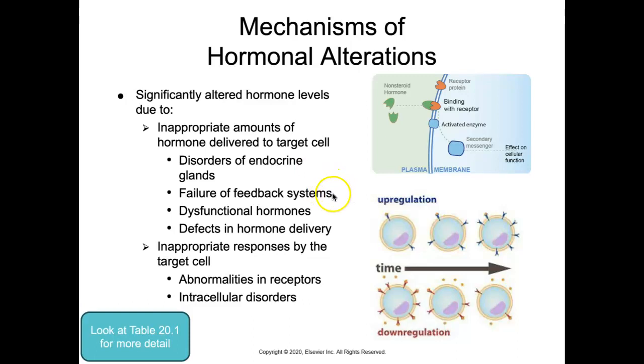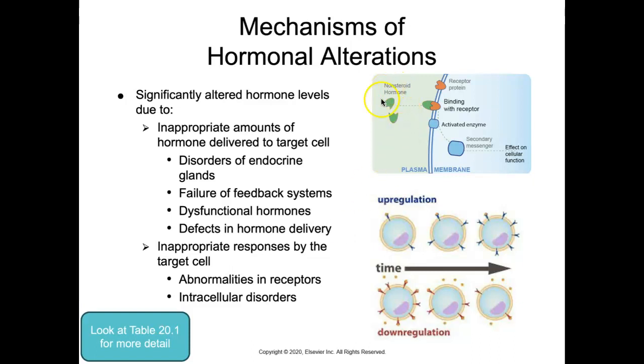It could be a failure of the feedback systems that we have in place to control how that hormone is released and regulated. It could be due to dysfunctional or ectopically produced hormones, meaning that they're produced from non-endocrine sources. So someone with endometriosis has endometrial tissue growing elsewhere, and that can secrete certain hormones. Or it could be due to defects in delivery of the hormone in the bloodstream.